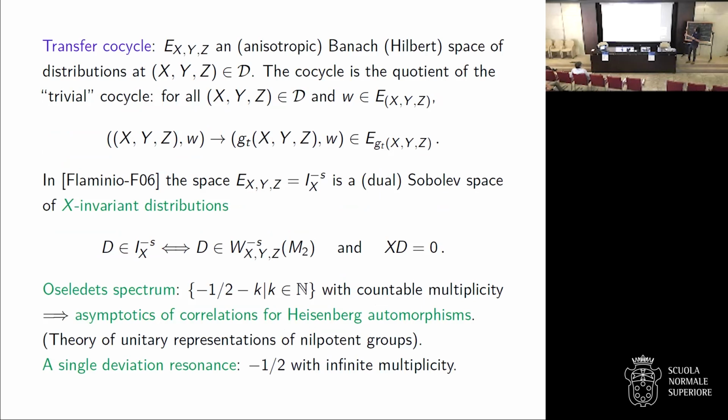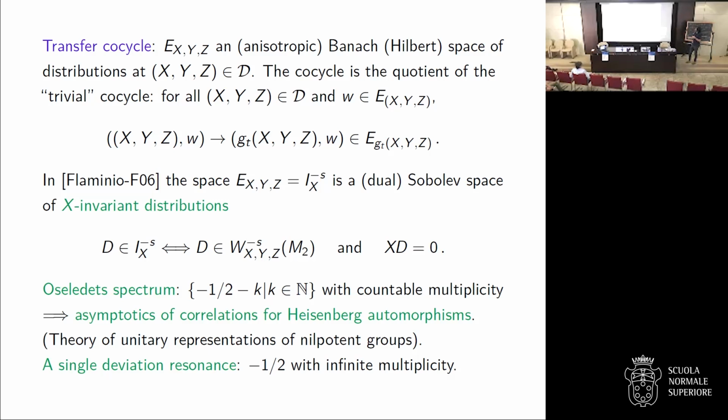So basically, for any element of the deformation space, you put some space of distributions. This would be what you want to do, and then you have a trivial cocycle at the level of the deformation space. You don't touch your vector. This is the level of D, and of course, when you quotient, you will see appearing the action of the automorphism on the space of distributions.